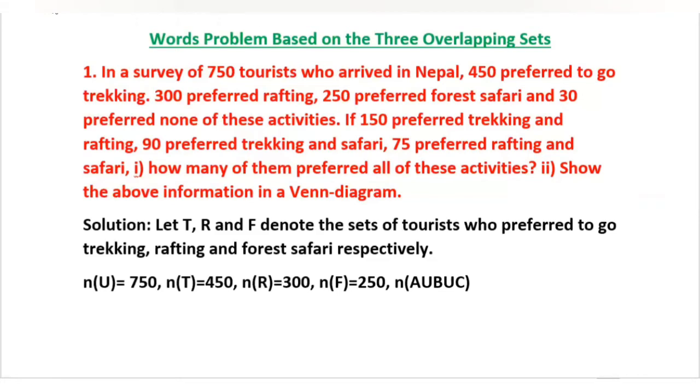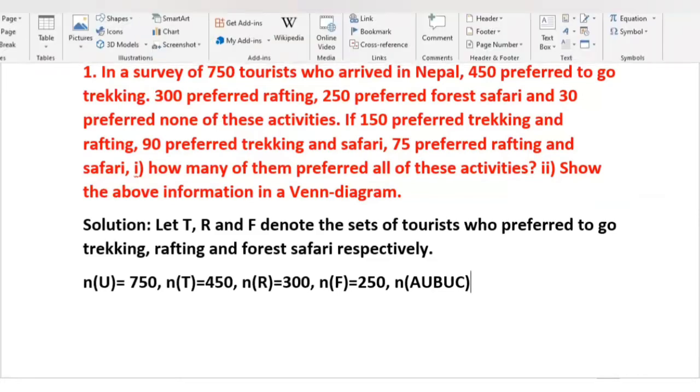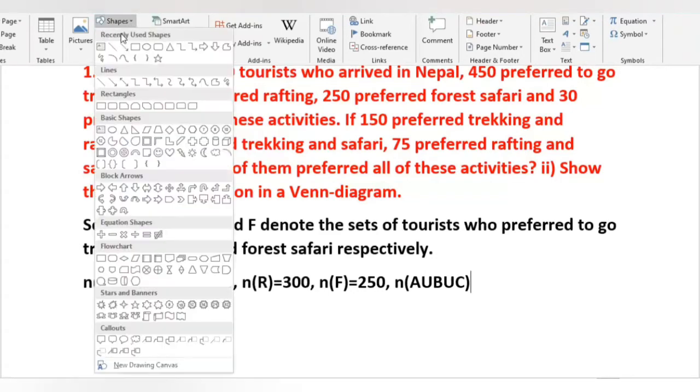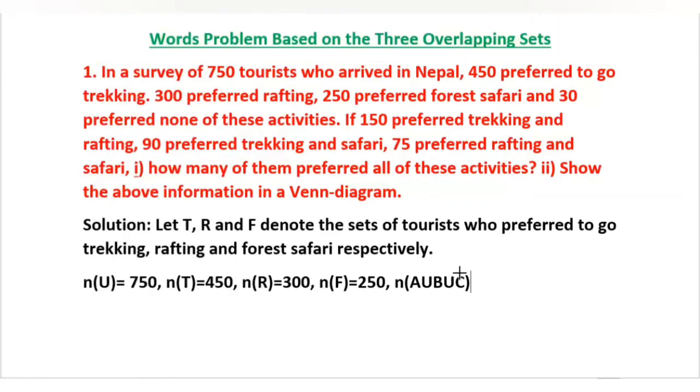The whole complement we have is 30, none of these. Next, 150 prefer trekking and rafting.